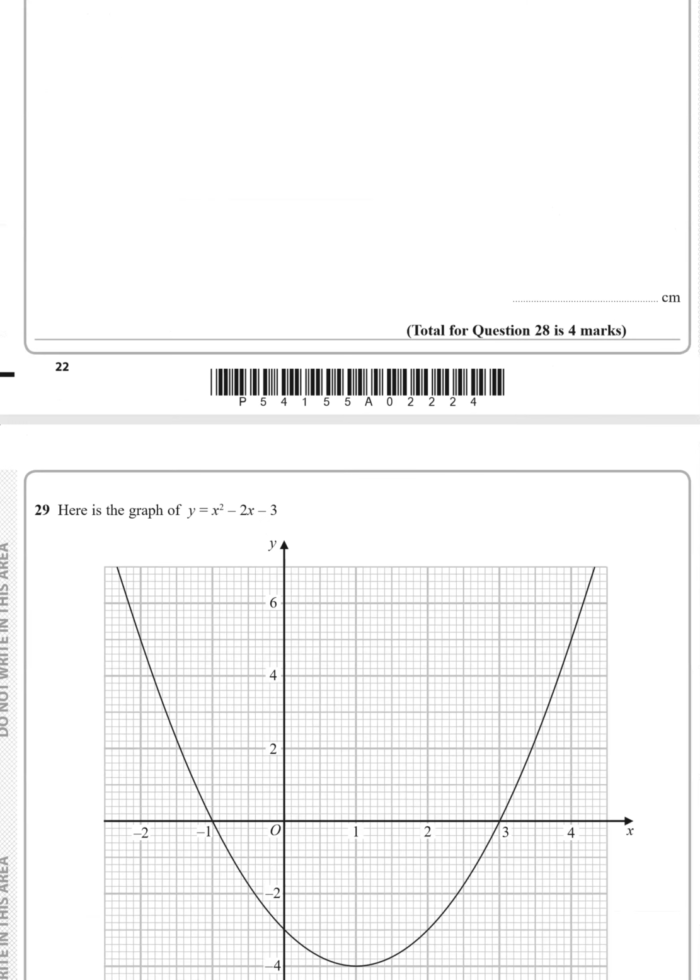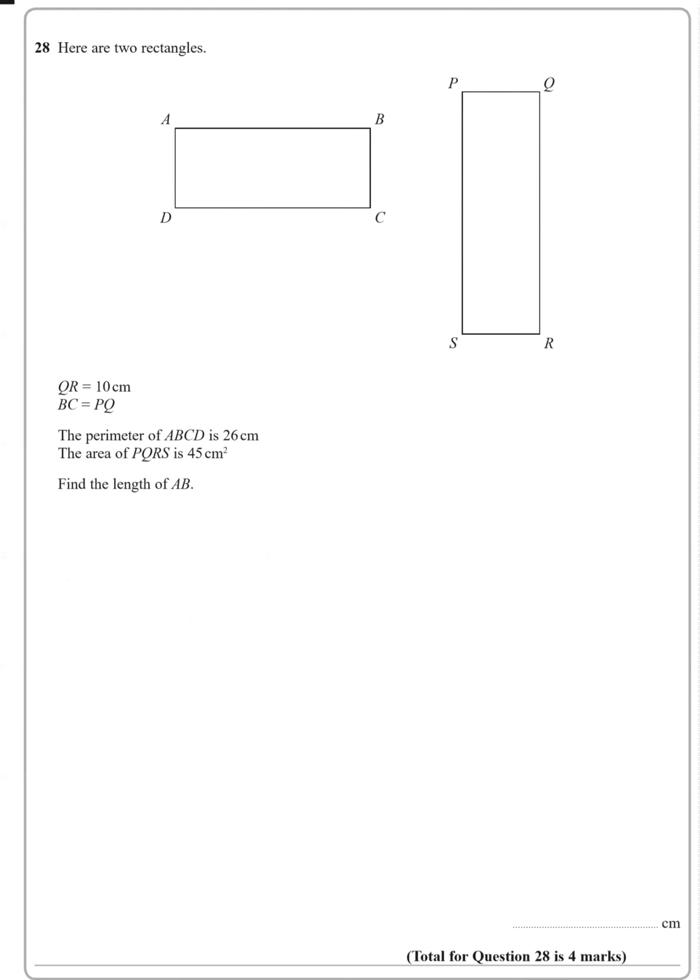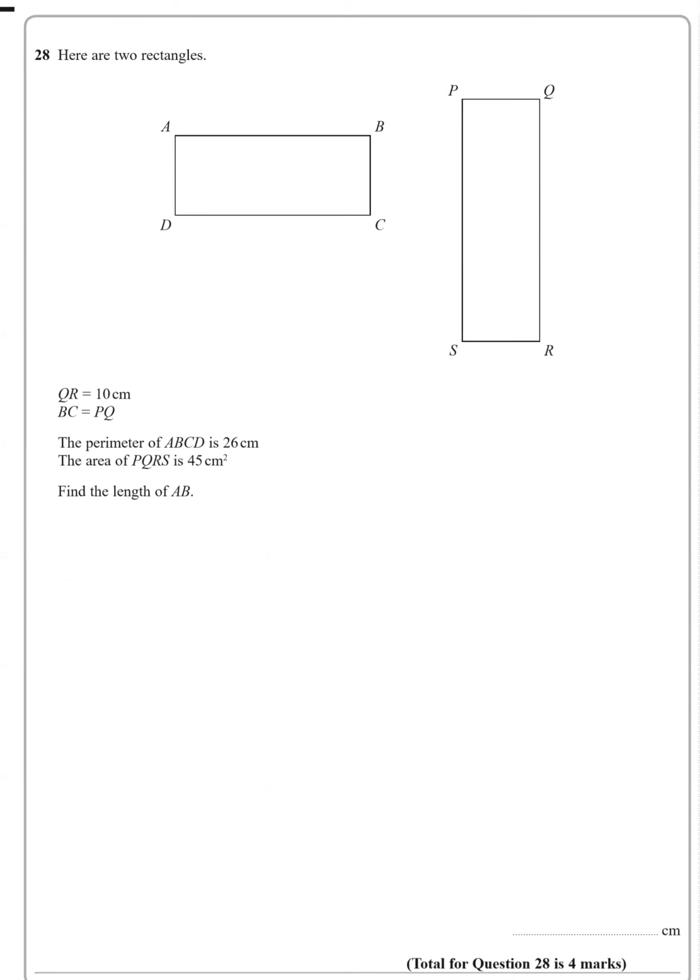Right, okay, I think we're nearly there. 28. QR is 10 centimetres. BC is the same as PQ. The perimeter of this one is 26. The area of this one is 45, which means this is 4.5. Because 4.5 times 10 would give us an area of 45, which means that's 4.5. And that's 4.5. Right, now what's the question actually asking?